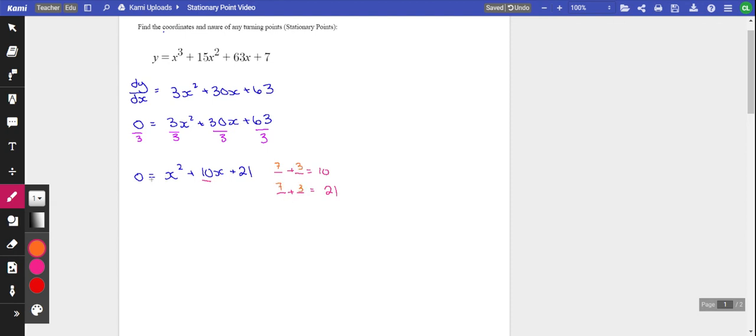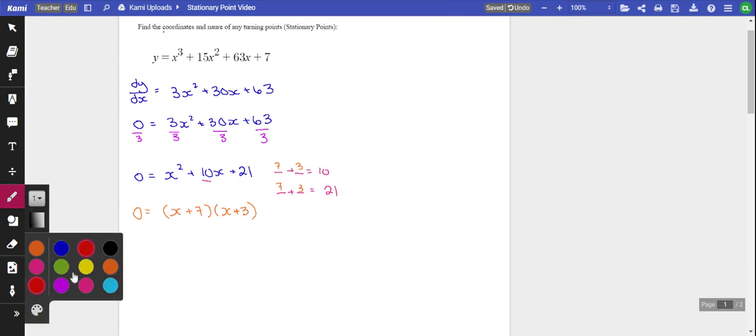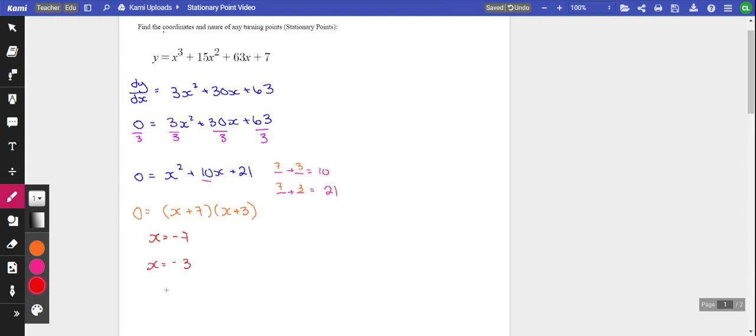So because there's no coefficient in front, we can go right to our factored form. X plus 7 and x plus 3. So when we're actually solving for our x values, we're going to set this equal to 0. So that means x would equal negative 7. We're going to set this to 0. So that would mean x would equal negative 3.